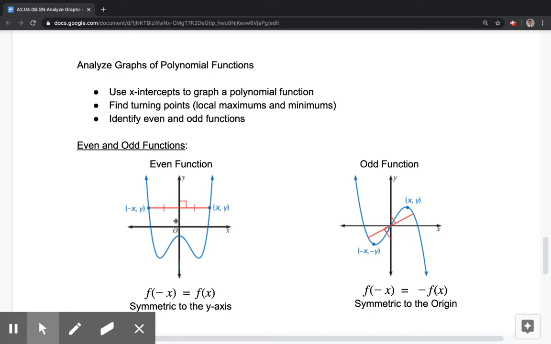The big thing that needs to happen, though, even though it does have an even degree as the highest degree, is it has to be symmetric to the y-axis. So what that means is basically the graph needs to be able to be cut by the y-axis and folded over onto itself. Or negative x, y and x, y are on the same plane. So let's look at some examples for that.